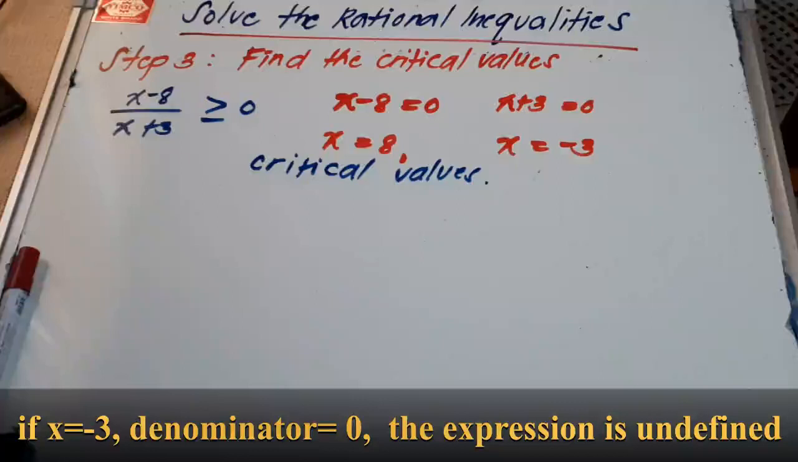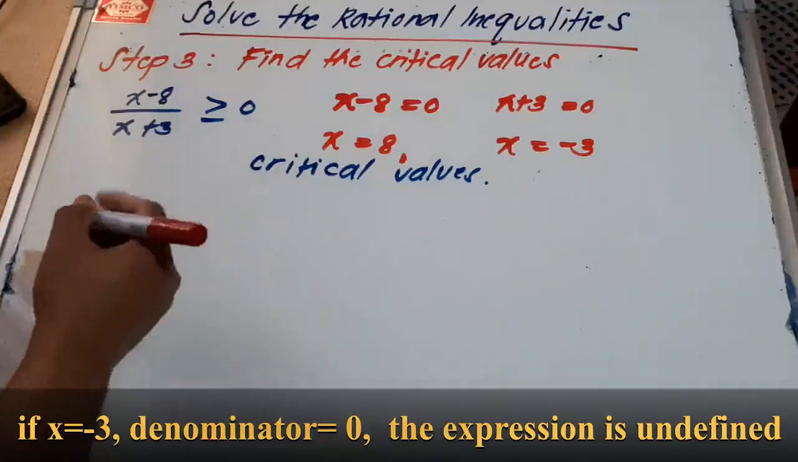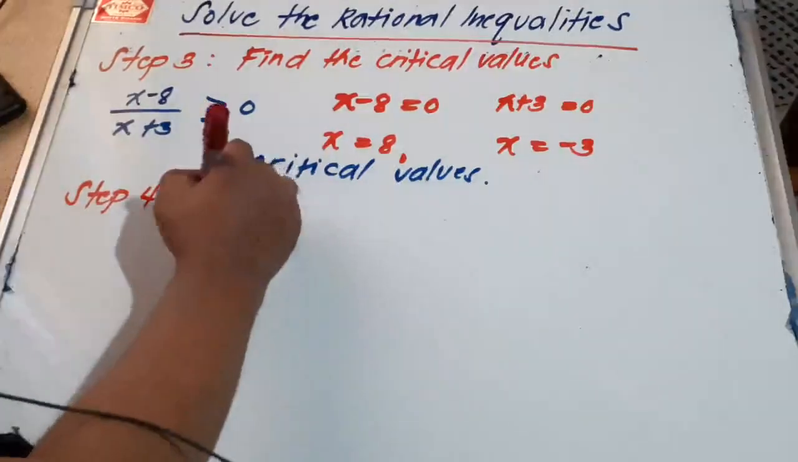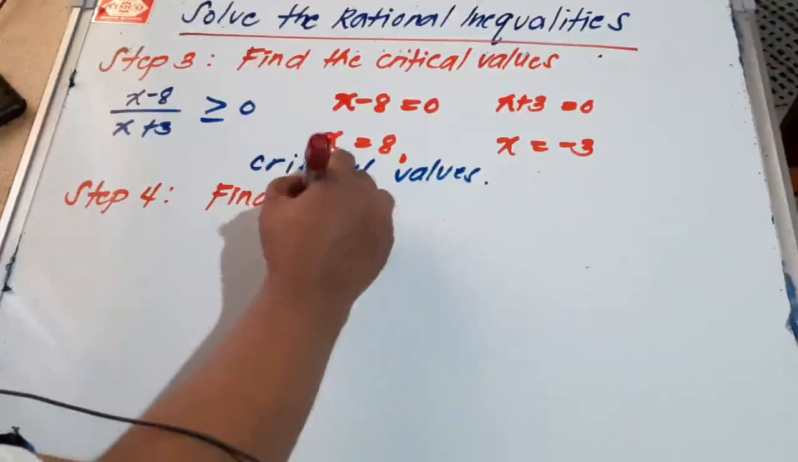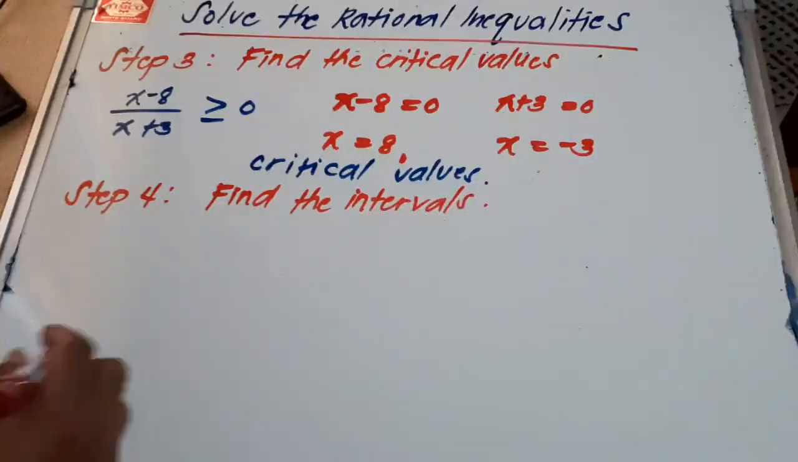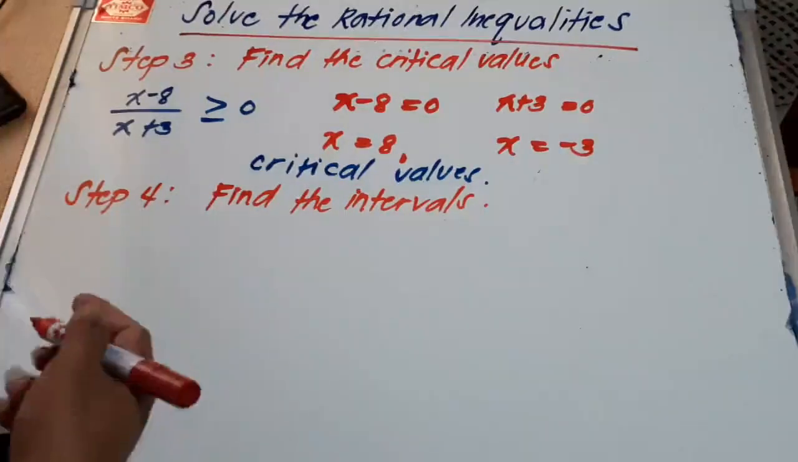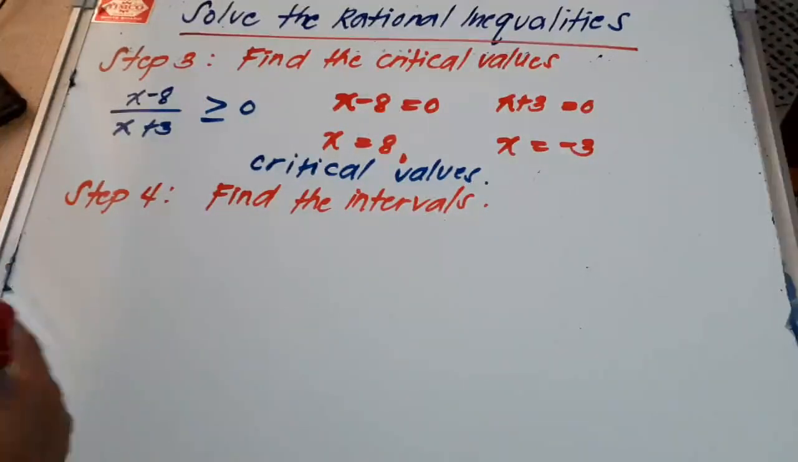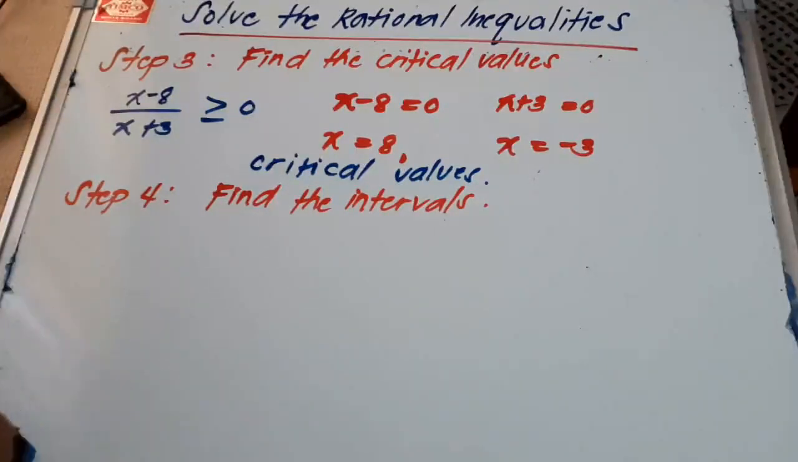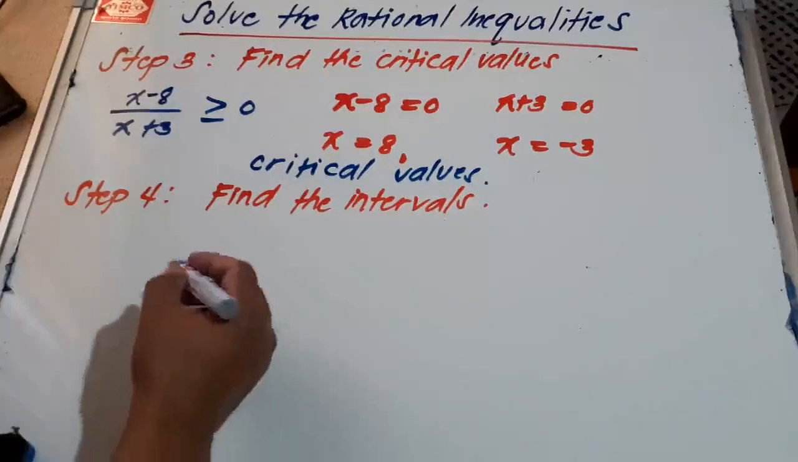Okay. Right after step 3, the next will be step 4. And step 4 is about find the intervals. Ano yung intervals na yon? Kasi based from these critical values, yung real number line natin, nadidivide natin siya into intervals. Okay? So to understand kung anong ibig kong sabihin, I'm going to draw a real number line here.